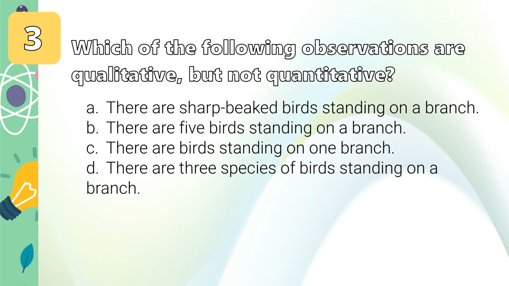Number 3. Which of the following observations are qualitative, but not quantitative? A. There are sharp-beaked birds standing on a branch. B. There are 5 birds standing on a branch. C. There are birds standing on one branch. D. There are 3 species of birds standing on a branch.